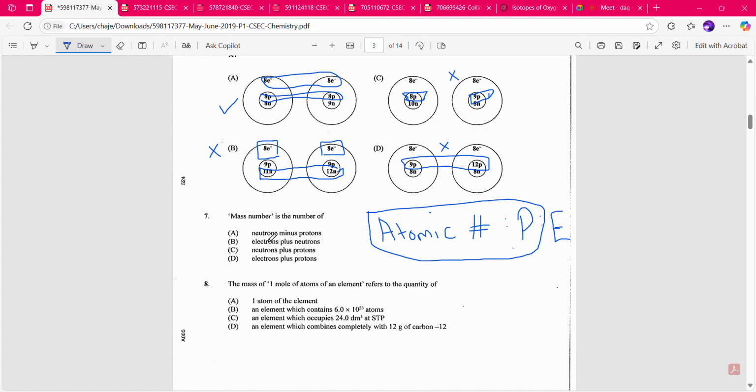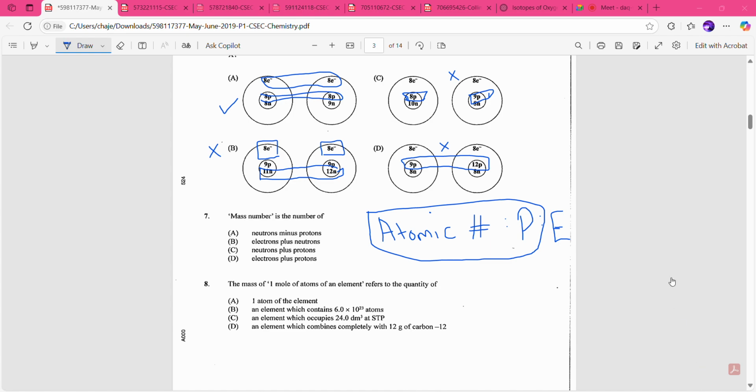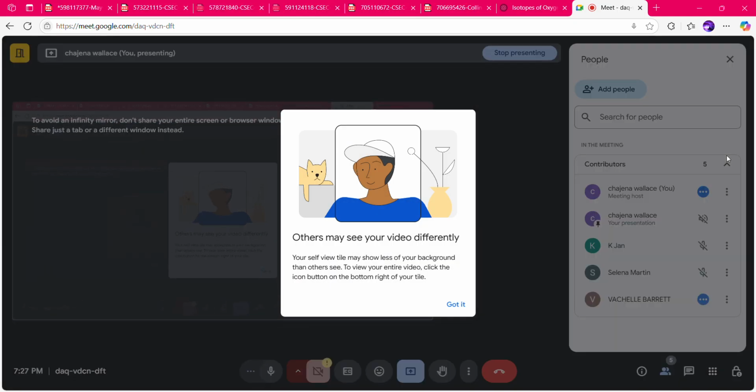Alright, number 7, mass number is the number of... so mass number is usually the largest number. It tells you the mass of the nucleus itself.